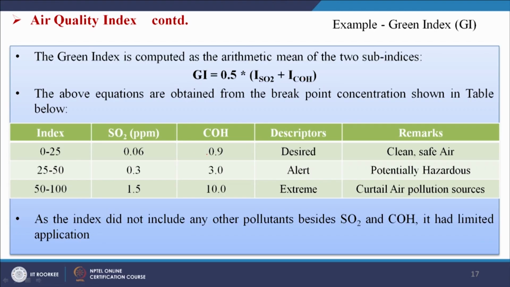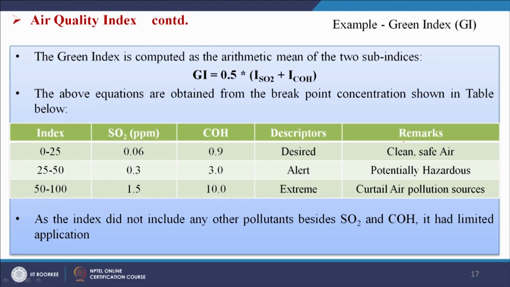By using this, the GI ranges for SO2 and COH: index 0 to 25, SO2 this concentration and COH is 0.9. Then 25 to 50, so 0.3 to 3, and then 50 to 100, 1.5 to 10, for these two different pollutants, and they have given different descriptions of air quality. So, 0 to 25 is desired, 25 to 50 alert, and 50 to 100 extreme.